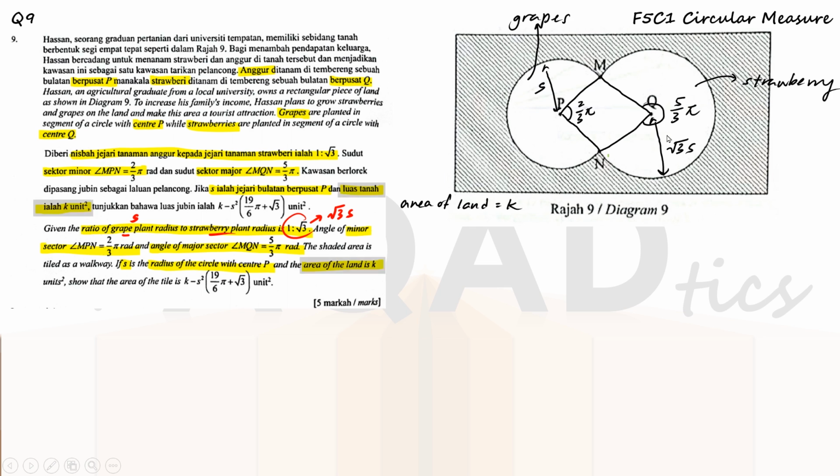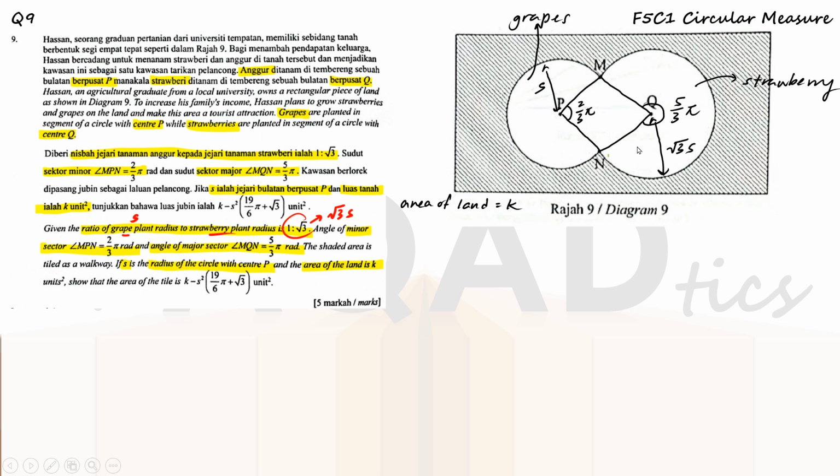Okay, and the area of the land is K, so that means the whole land, including the white color parts, is K. So we need to show that the area of the tile is this value. The area of the tile is the shaded area, the part outside. So what we need to do is use K minus these white color parts.